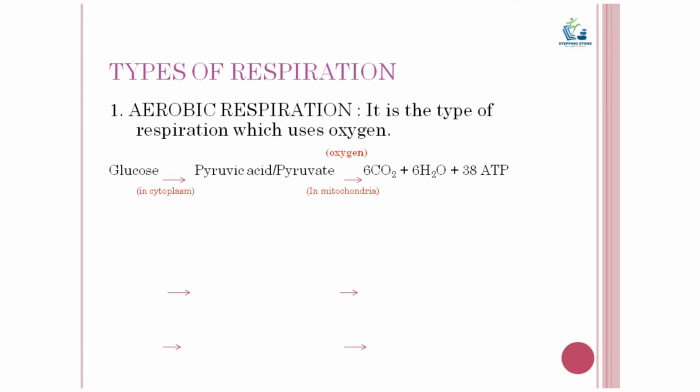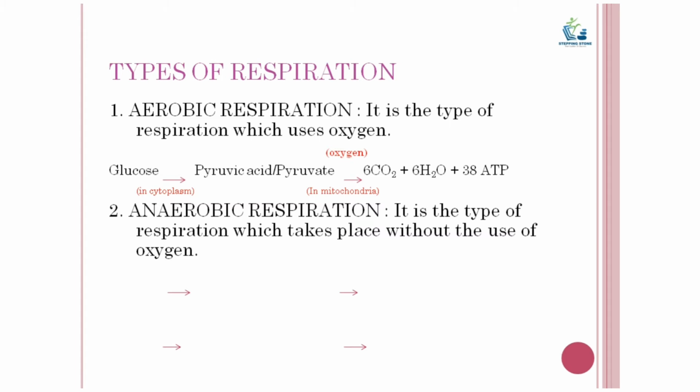So first glucose converts into pyruvate. This happens in the cytoplasm, and from pyruvate energy, 38 ATP molecules are produced. This takes place in the mitochondria of the cells. So hence mitochondria are also called the sites of energy production.